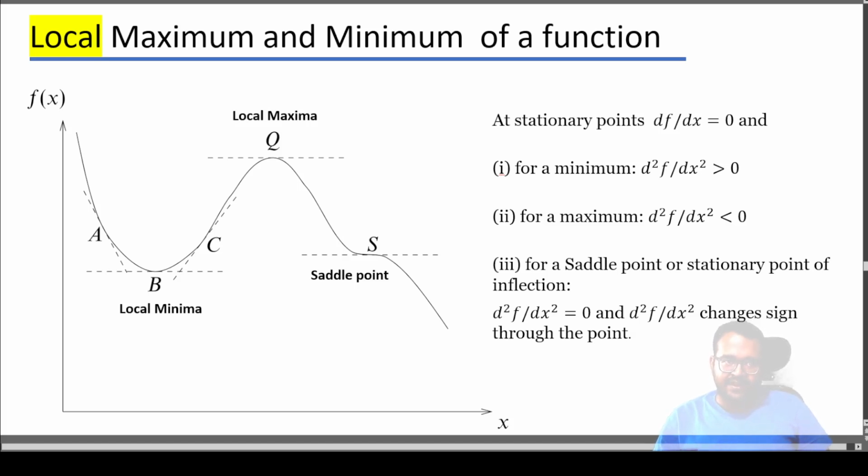But it's a one-dimensional problem. The function here is a function of x only. So here we see at both minimum and maximum or saddle point, all these points are called stationary points. At the stationary points, the first derivative of a function should be 0, df/dx is 0. And if it's a local minimum at point B, the second derivative of your function should be greater than 0.